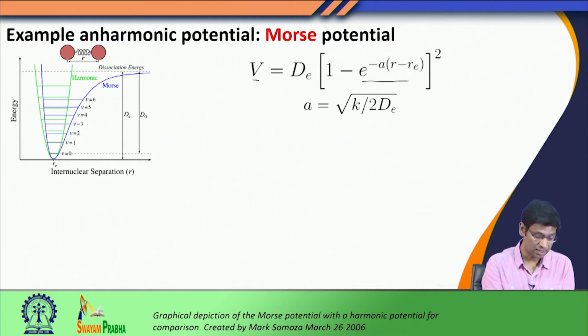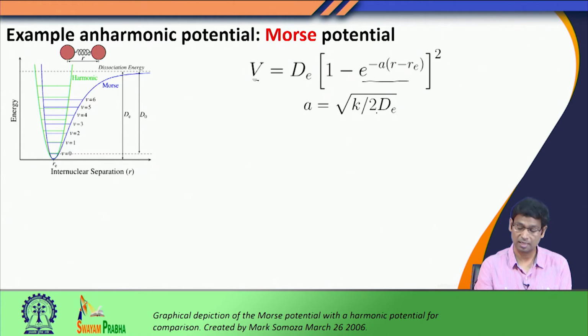When you look at this equilibrium geometry, you see the harmonic oscillator potential and the Morse potential more or less agree with each other. They have rather similar curvature. Therefore, this k of the Morse potential is very close to the corresponding harmonic oscillator potential. Now, this a is given by the curvature at equilibrium k divided by 2 dE.